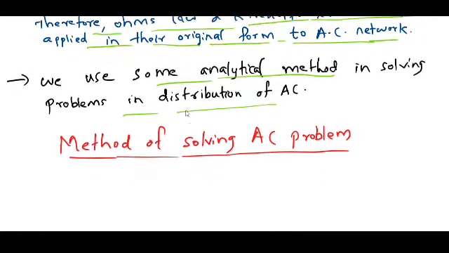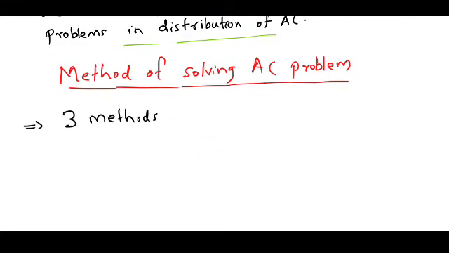Here we have three methods. Okay, what are the three methods? Before that, what is solving an AC problem? Solving an AC problem means to find out the current, voltage, total impedance, and total power in the AC circuit at any instant of time. That is the meaning of solving an AC problem, finding out the voltage, current, power, and impedance in the AC circuit. Fine. For that, we use three methods, and I will list out the three methods here.